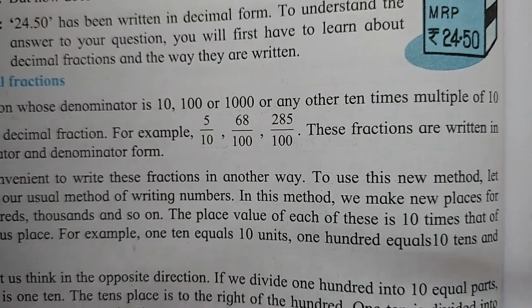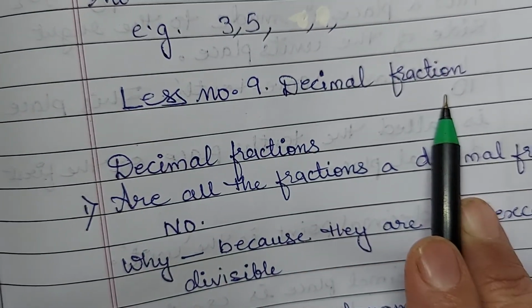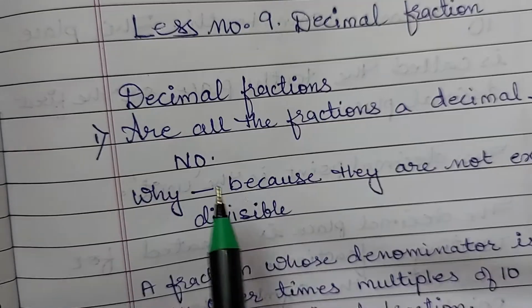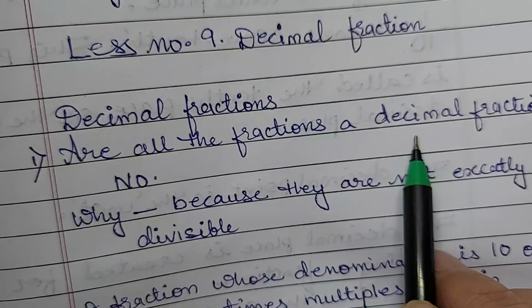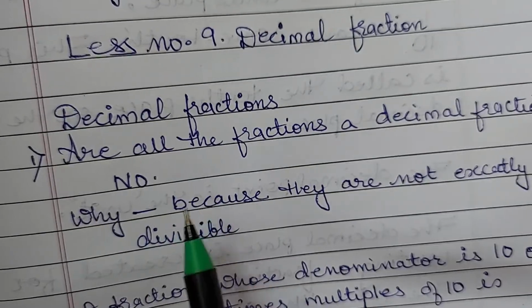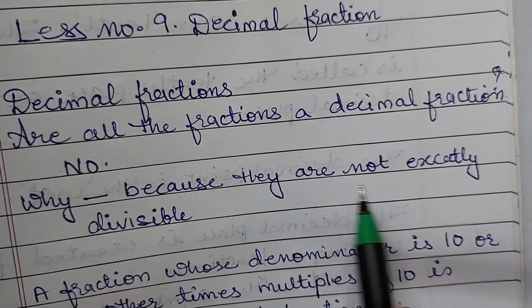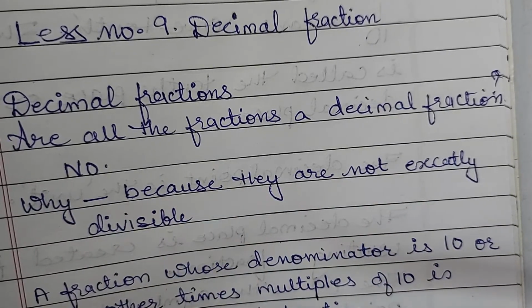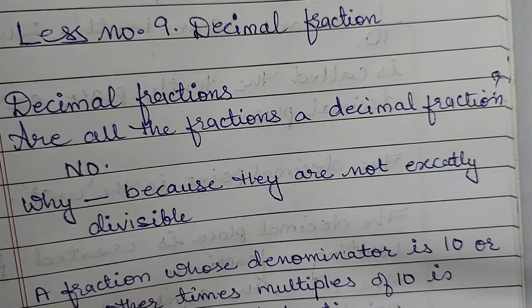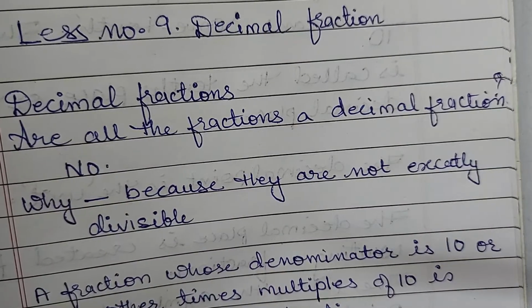Now to begin with, we'll see lesson number 9, decimal fractions. Now children, tell me, are all the fractions a decimal fraction? No, they are not a decimal fraction because they are not exactly divisible. Exactly divisible means there is no remainder in them. So we want the number to be exactly divisible.